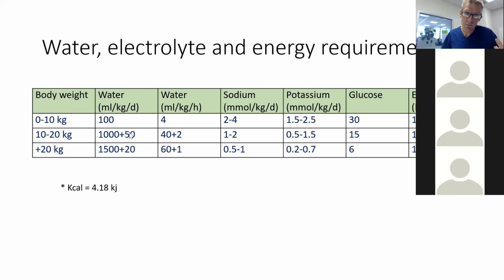So if they're, for example, 14 kilos, then they'll need 1,000 mils plus 200 mils, so 4 times 50, right? And if they're more than 20 kilos, then they'll need 1,500 mils, the amount for a 20 kilo child, plus 20 mils per kilo thereafter, beyond 20 kilos. I've put here the amount of water in mils per kilogram per hour, because sometimes we calculate it as mils per kilo per day, and sometimes, perhaps more commonly these days, we calculate it as mils per kilo per hour.